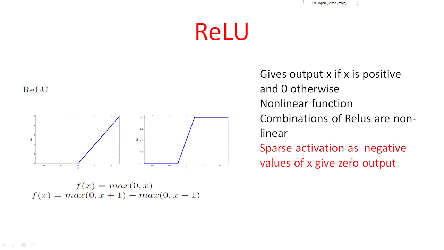So we get sparse activation, as negative values of x give you 0 output. For negative values of input, the output will be 0, so activation will be only for some of them. Sparse activation means most of the outputs will be 0. In that case, with sparse activation, you can achieve computationally efficient algorithms. So through ReLU you can achieve computational efficiency, since we are going for sparse activation. Most of the outputs will be 0, and the number of computations required will be less.